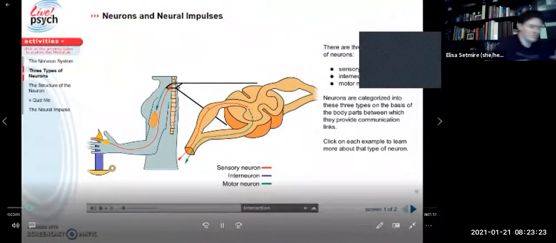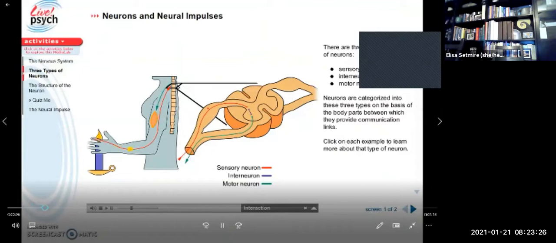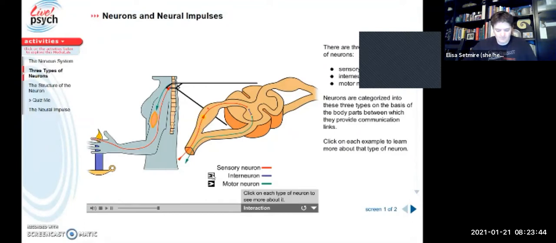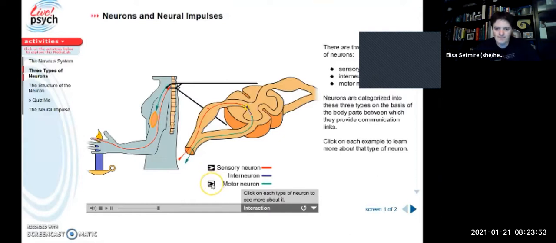There are three different types of neurons: sensory neurons, interneurons, motor neurons. Neurons are categorized into these three types on the basis of the body parts between which they provide communication links. Sensory neurons carry messages into the brain and spinal cord from the sense organs in the rest of the body. The sense organs include the eyes, ears, nose, mouth, and the different kinds of receptors in the skin. Interneurons carry messages from one neuron to another and integrate the actions of the sensory and motor neurons. Motor neurons carry information away from the brain and spinal cord to the muscles and glands.